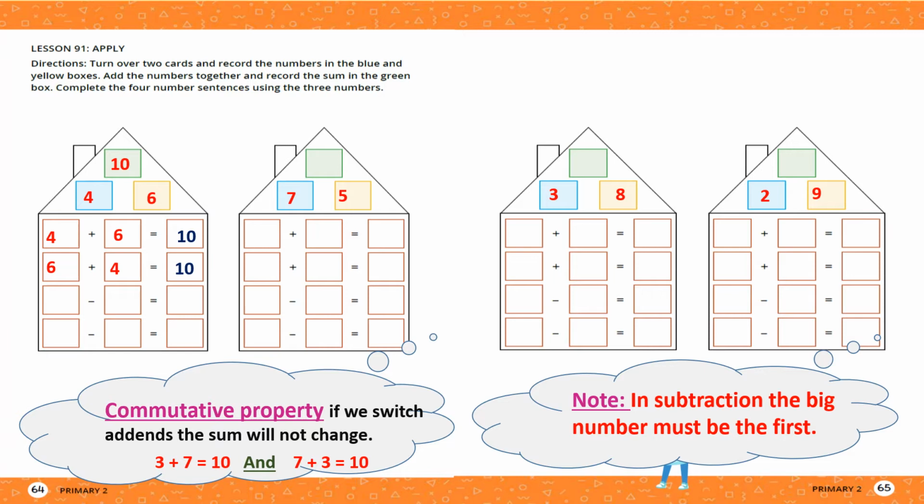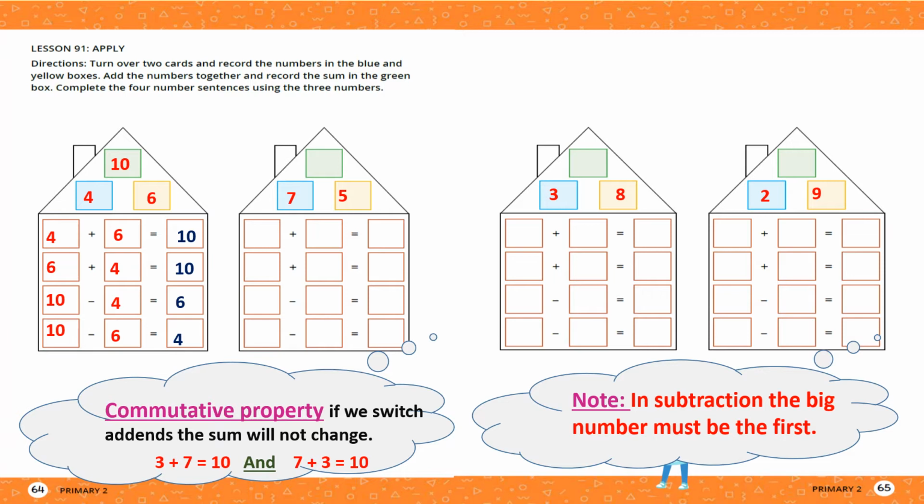In subtraction equations, in subtraction, the big number must be first. So pick the big number here. The big number is 10. So we will write 10 first. 10 minus what? 10 minus 4. 10 minus 4 equals 6, the third number. The last subtraction equation will be 10 minus 6, which will give me the third number, which is 4. So 10 minus 6 equals 4.